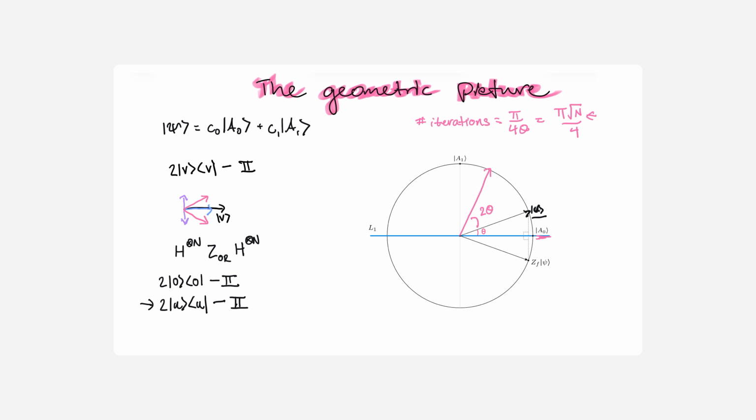We only need square root of n rotations to reach the target, rather than the n checks that a classical search would require. Note that if you apply too many iterations, you rotate past A1, and the probability of finding your target state will start to decrease again. So finding the optimal number of iterations is crucial.